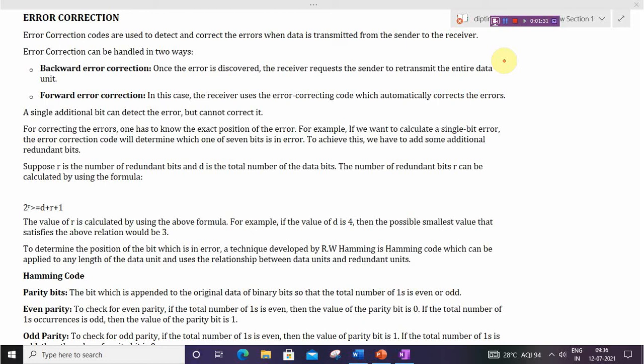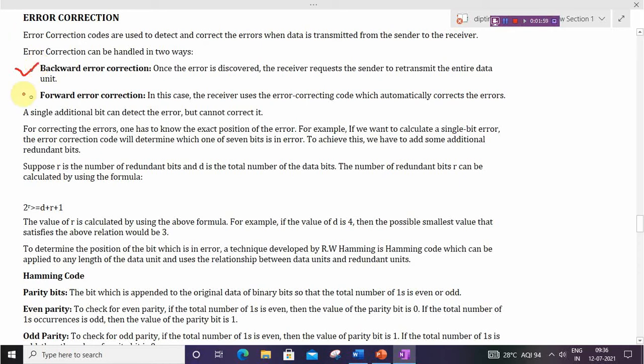There are two methods. First method is backward error correction. Backward error correction means once the error is discovered, the receiver requests the sender to retransmit the entire data unit. Means if there is any error, the receiver requests the sender to retransmit the entire data. Again the sender will retransmit the data.